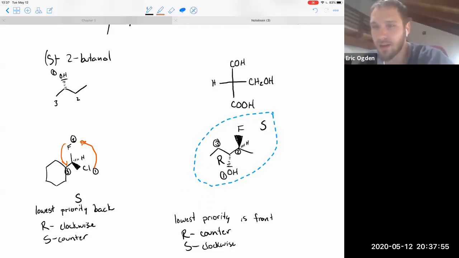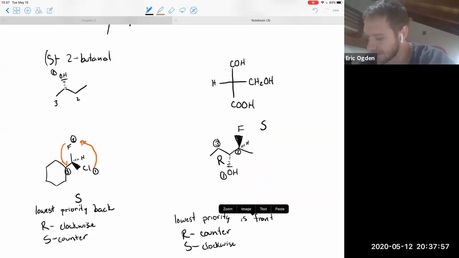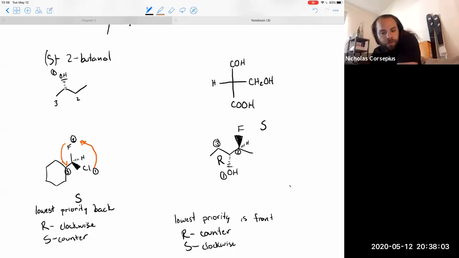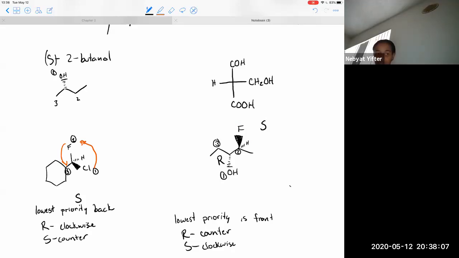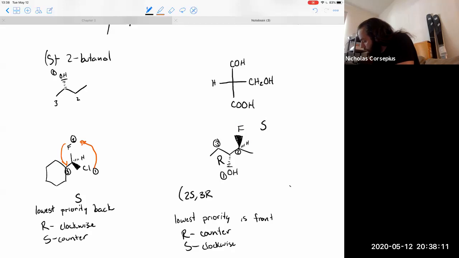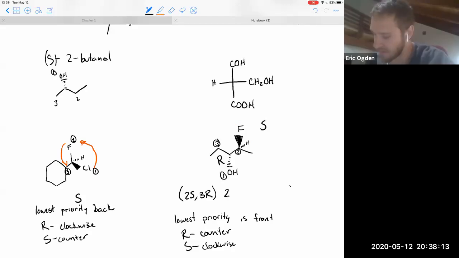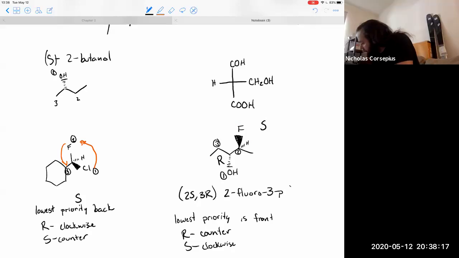I got 3R, 4S, 2-fluoro, 3-pentanol. What fluoro? 2-fluoro. Yeah, so then it wouldn't be... I got 4 fluoro. So it's 2S, 3R. Oh, right. Yeah, I got that backward. My bad. 2-fluoro, 3-pentanol.